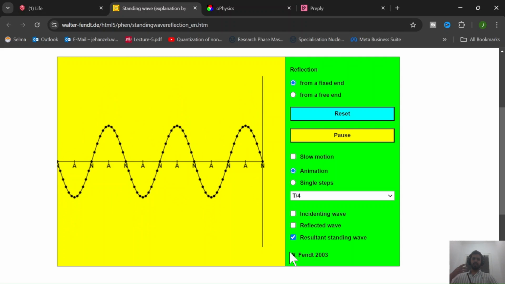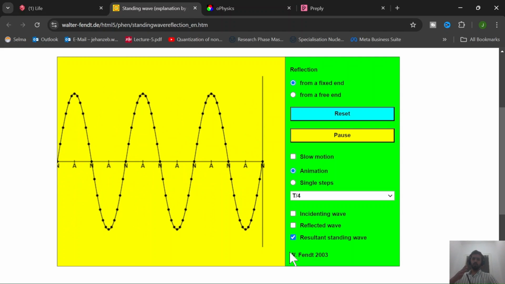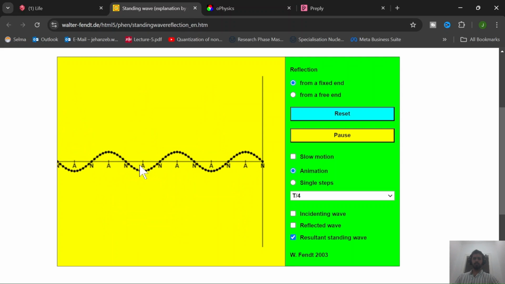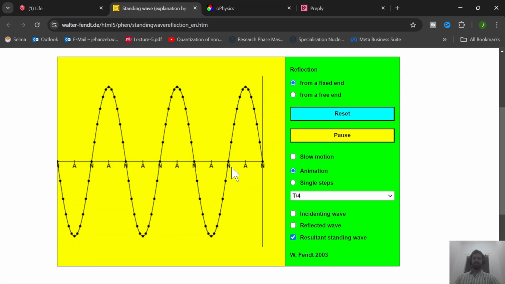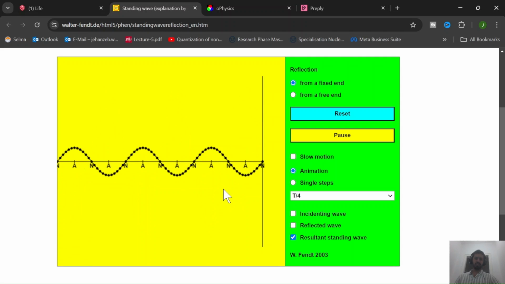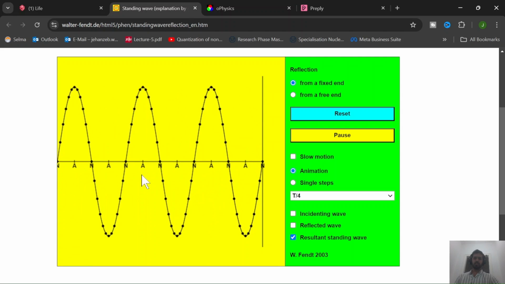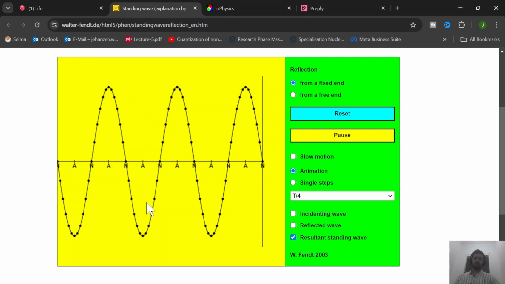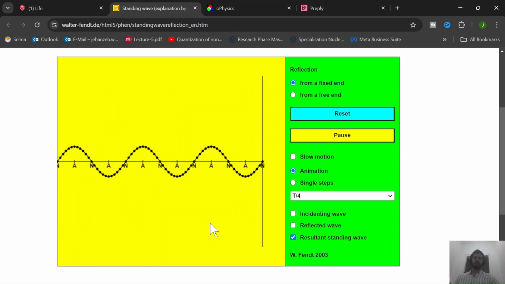Our third objective is to understand the definition of nodes and antinodes. So you can see there are some points which are not moving from their mean positions. These points are called nodes. And then there are some points which have the maximum displacement. These are the peaks of the wave. These points are called antinodes.